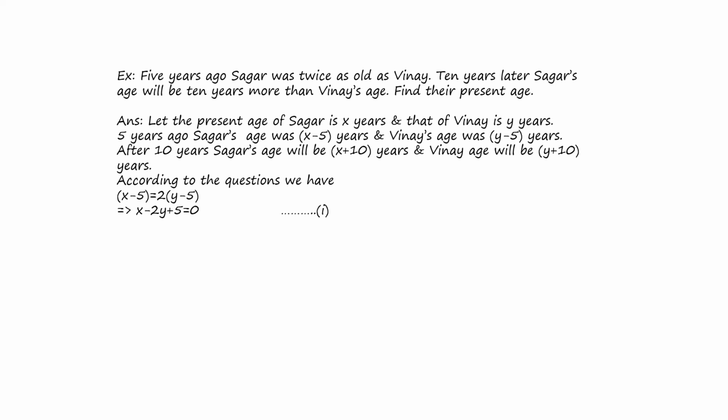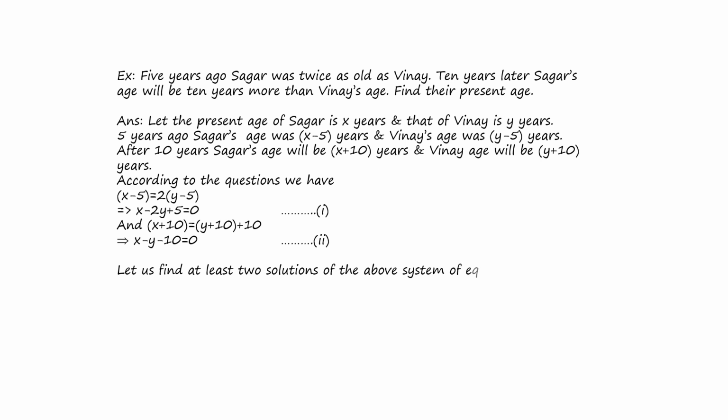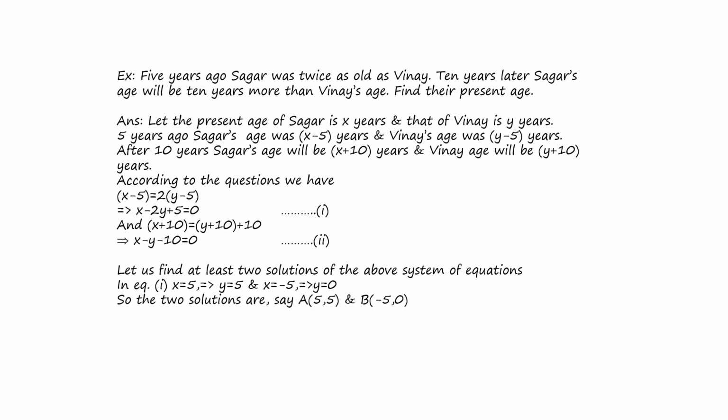Let this be the first equation. And x plus 10 equals y plus 10 plus 10, or you can write x minus y minus 10 equals 0. Let this be the second equation. Now let us find at least 2 solutions of the above system of equations. In equation 1, when x equals 5, y is 5, and when x equals minus 5, y is 0. So the 2 solutions are, say, A (5, 5) and B (minus 5, 0).